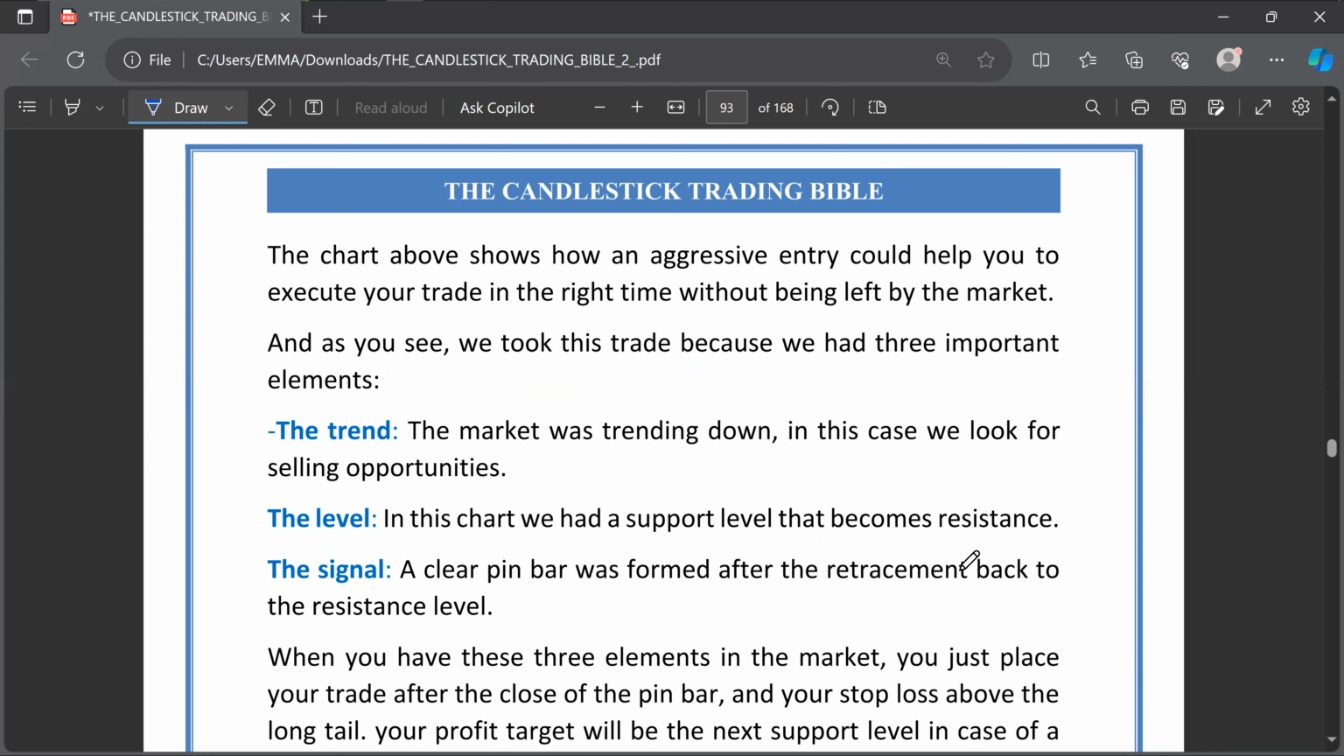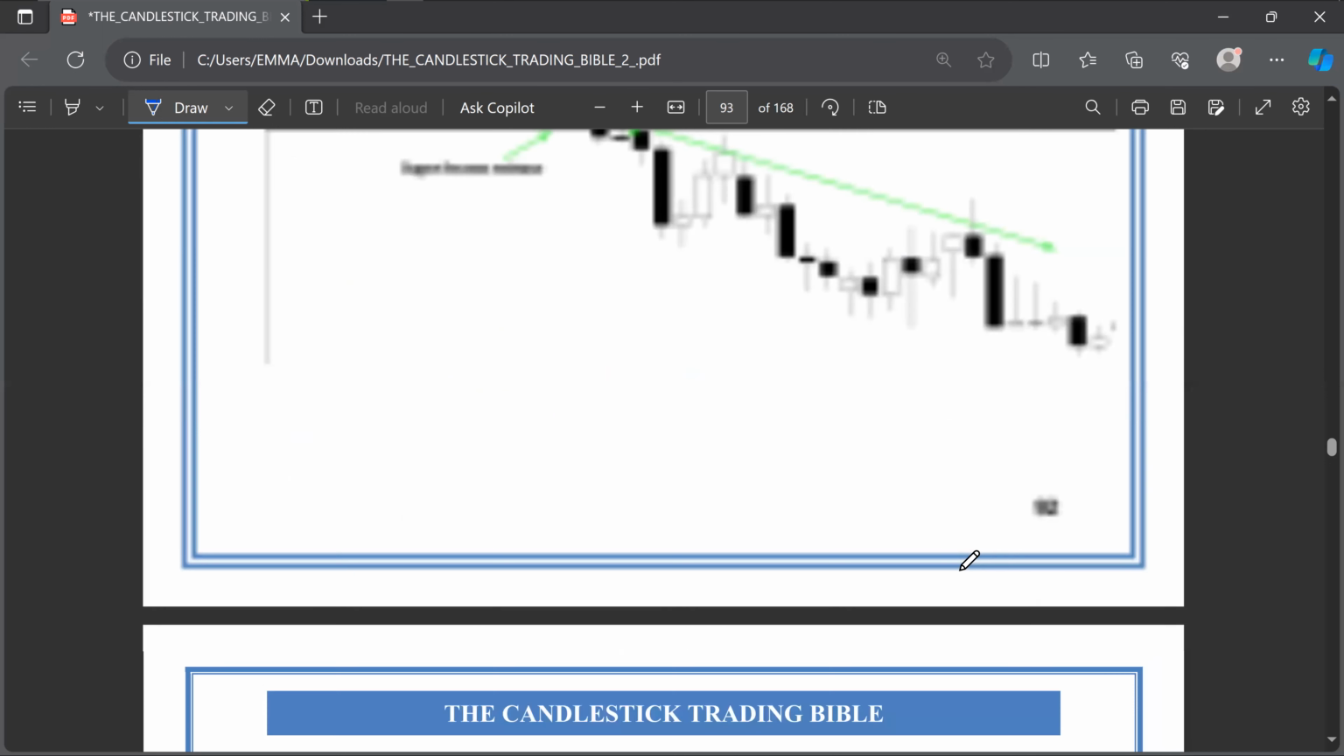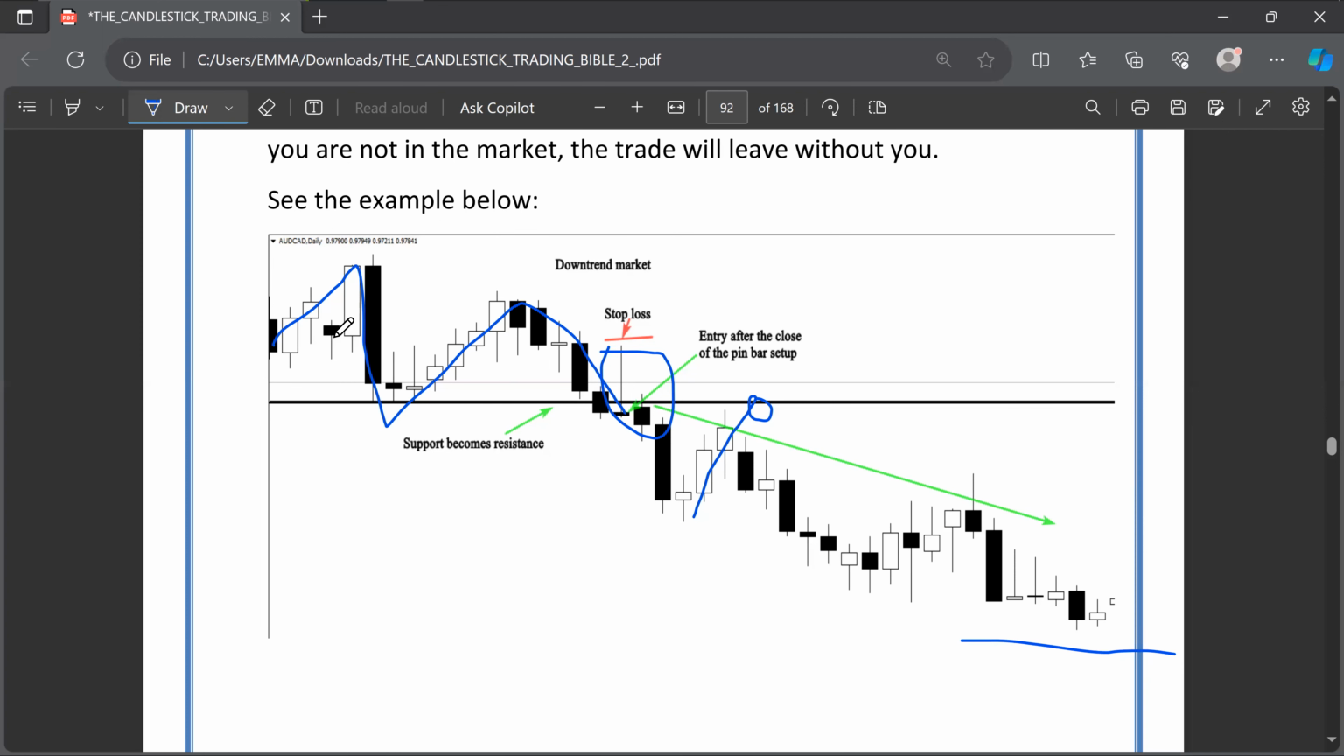And as you see, we took this trade because we had three important elements. There was a trend. The market was trending down. In this case, we look for selling opportunities. The level in this chart, we had a support level that becomes resistance, right? We had a support. Initially, the price was moving this way, so meaning that this one was actually a support. Moving down, it got here. Price was rejected. It got here again. Now it couldn't, so now this support has been broken. It now becomes what? A resistance at the top. So that's what it means.